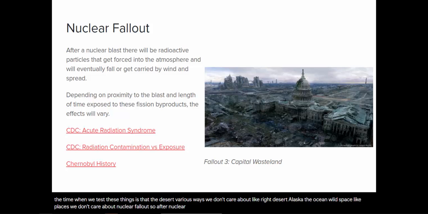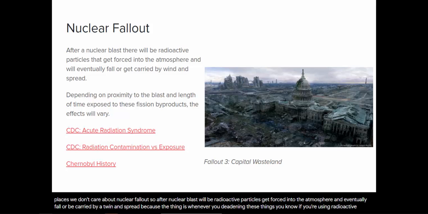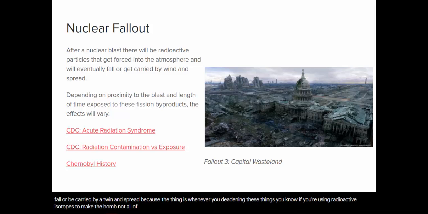So, nuclear fallout. After a nuclear blast, there will be radioactive particles that get forced into the atmosphere and eventually fall or get carried by wind and spread. Because whenever you detonate these things, if you're using radioactive isotopes to make the bomb, not all of them get used. For instance, the one that was dropped on Hiroshima, I believe that was a uranium bomb, and only about 1 kilogram of mass was converted to energy in that case. The rest of the radioactive material just got spread out over the whole city.